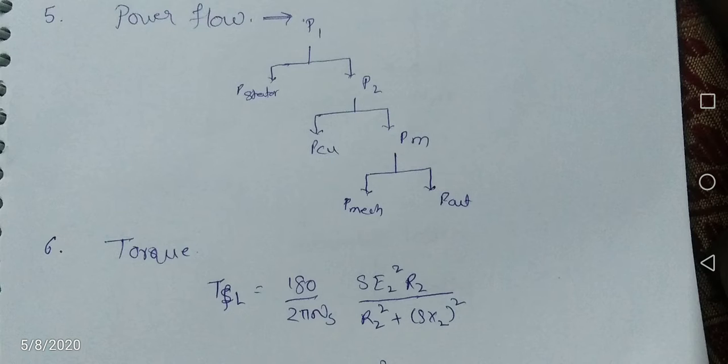Rotor resistance at standstill and running condition is the same. Rotor reactance at standstill condition is X2 and at running condition is sX2. Rotor impedance is R2 plus jX2 at standstill condition and R2 plus jsX2 at running condition. Rotor induced EMF is E2 at standstill condition and sE2 under running condition.